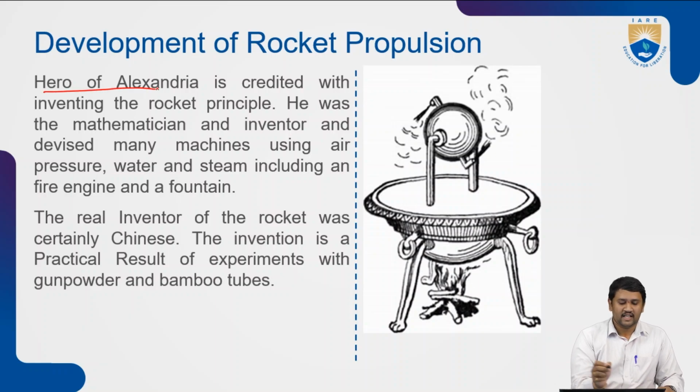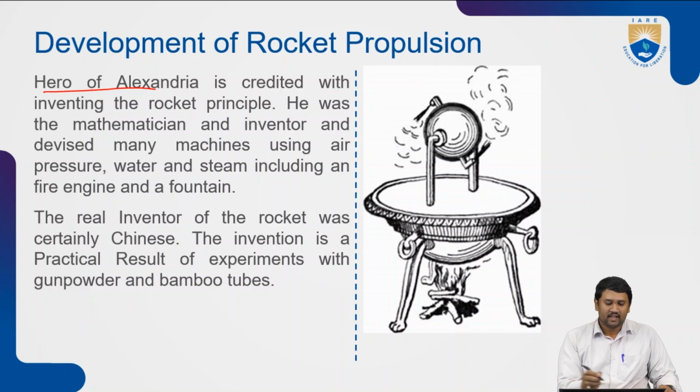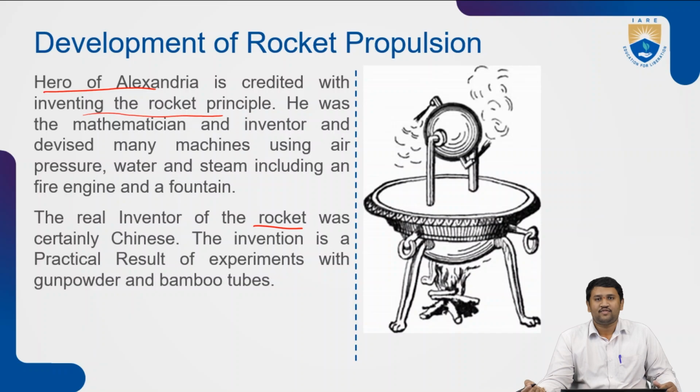First, Hero of Alexandria is credited with inventing a rocket principle, right? He was a mathematician and an inventor who devised many machines using air pressure, water and steam, including a fire engine and a fountain. The real inventor of the rocket, however, was certainly Chinese. The invention is the practical result of experiments with gunpowder and bamboo tubes. Now, let us understand in what way Hero of Alexandria invented a particular rocket principle. Although he did not know it as a rocket principle, it was a new thing for him to study and understand.